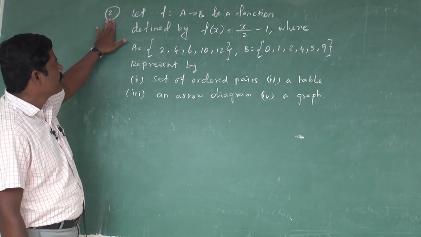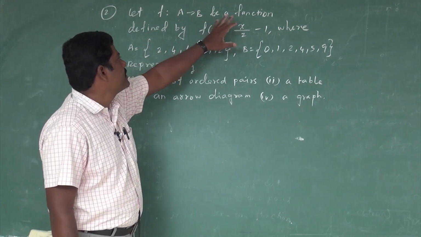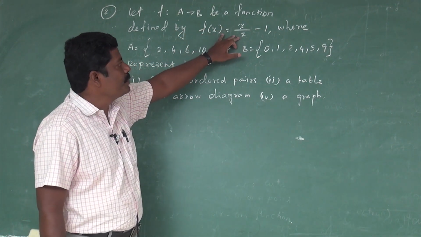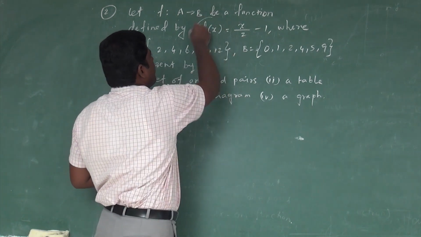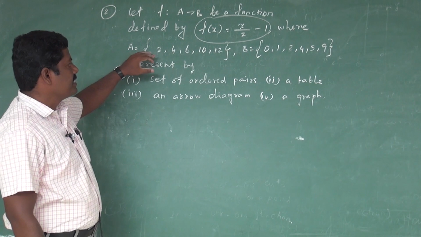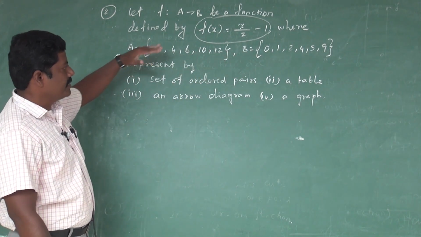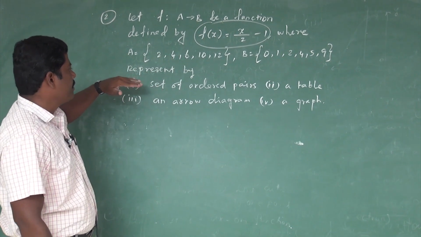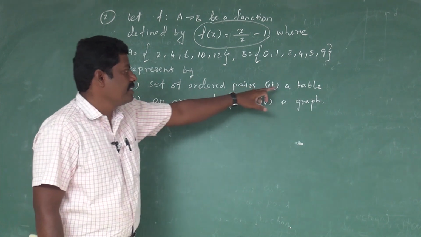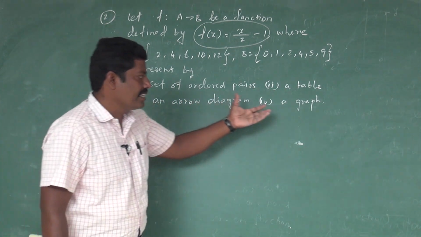Question number 2. Let a function from A to B be a function defined by f of x is equal to x divided by 2 minus 1. This is the function given, where A is one set and B is another set also given. Using these sets and the function, you want to represent it by, first, a set of ordered pairs, second, a table, third, an arrow diagram, fourth, a graph.